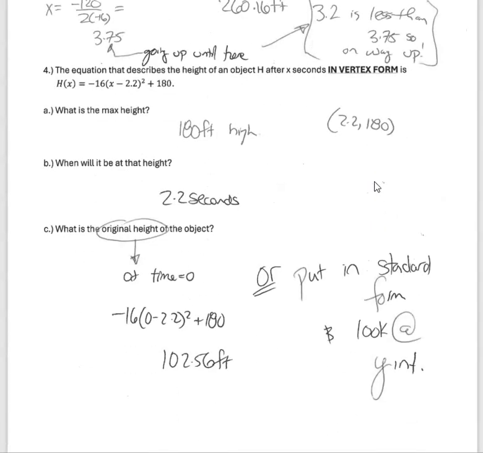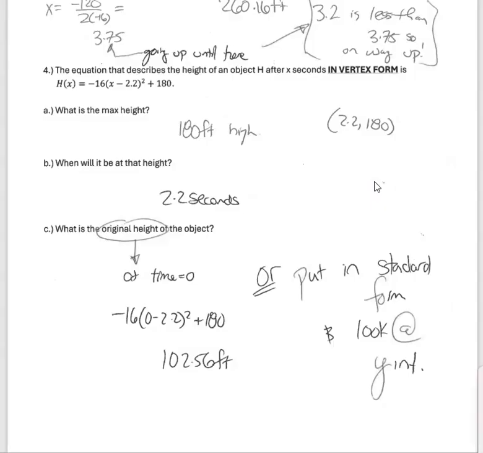Now, lastly, on number 4, the equation that describes the height of an object h after x seconds in vertex form is as follows. What is the max height? Well, vertex form is beautiful because it tells you the vertex, and you see the vertex is at 2.2 comma 180. So that means that the height must be 180 feet high. When will it be at that height? Well, the vertex is 2.2 comma 180, so it's at 2.2 seconds.